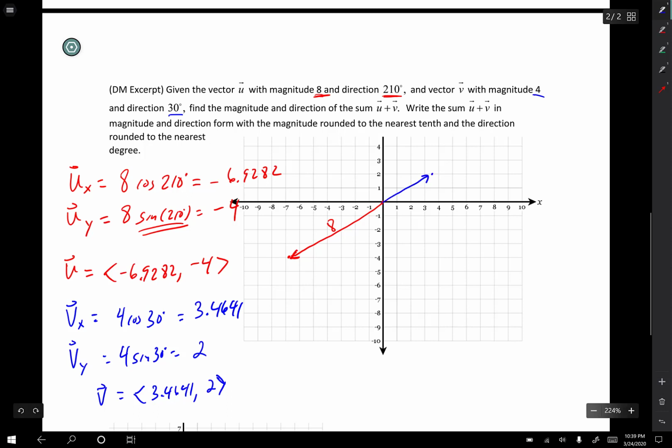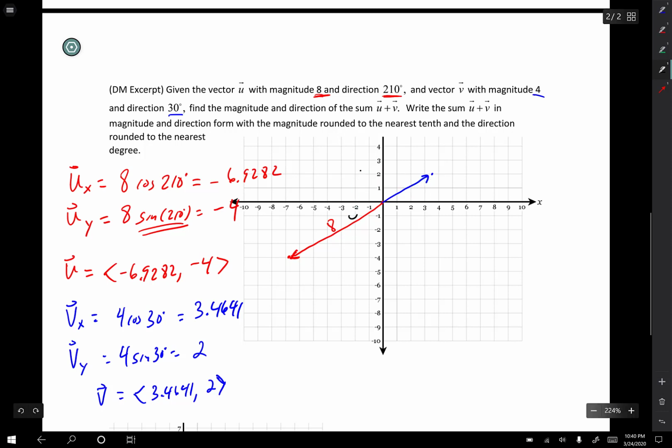And I want you to notice something. Look at that red and blue line. Notice that together they form a linear pair. Between these two, that is 180 degrees, guys. And how do I know it's 180 degrees? Because this one is 210, and this one here is 30 degrees. So 210 minus 30 is 180.